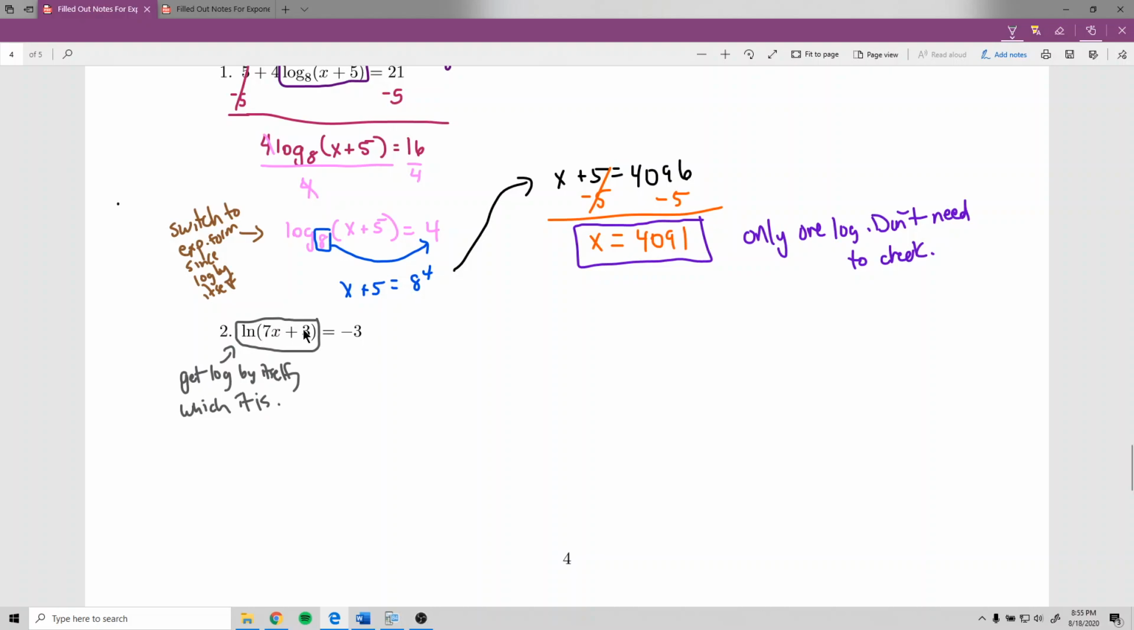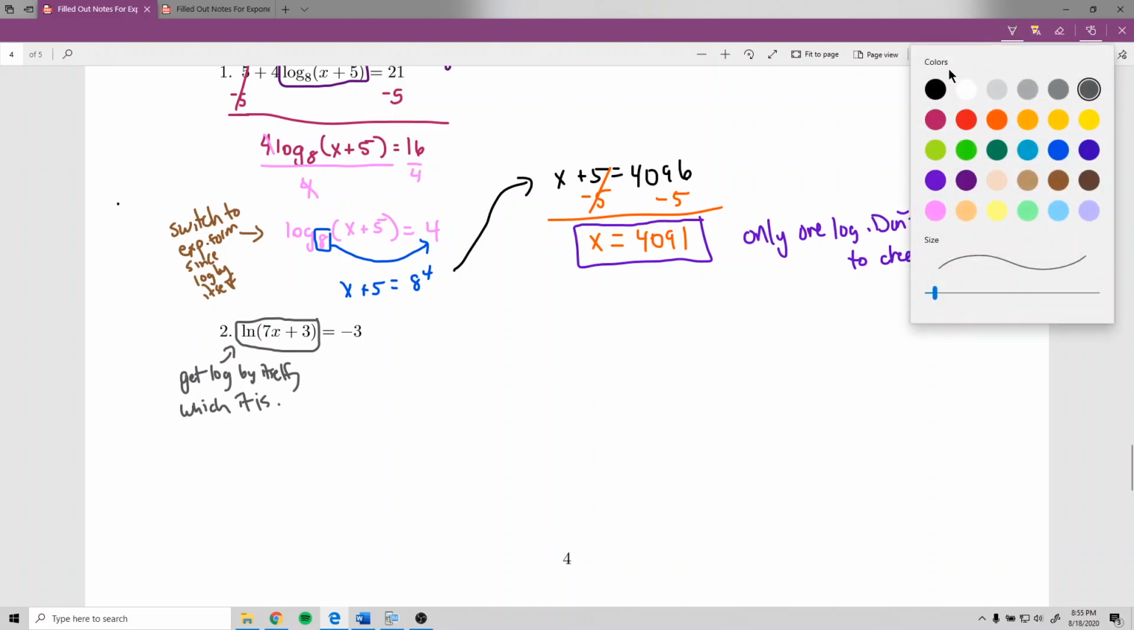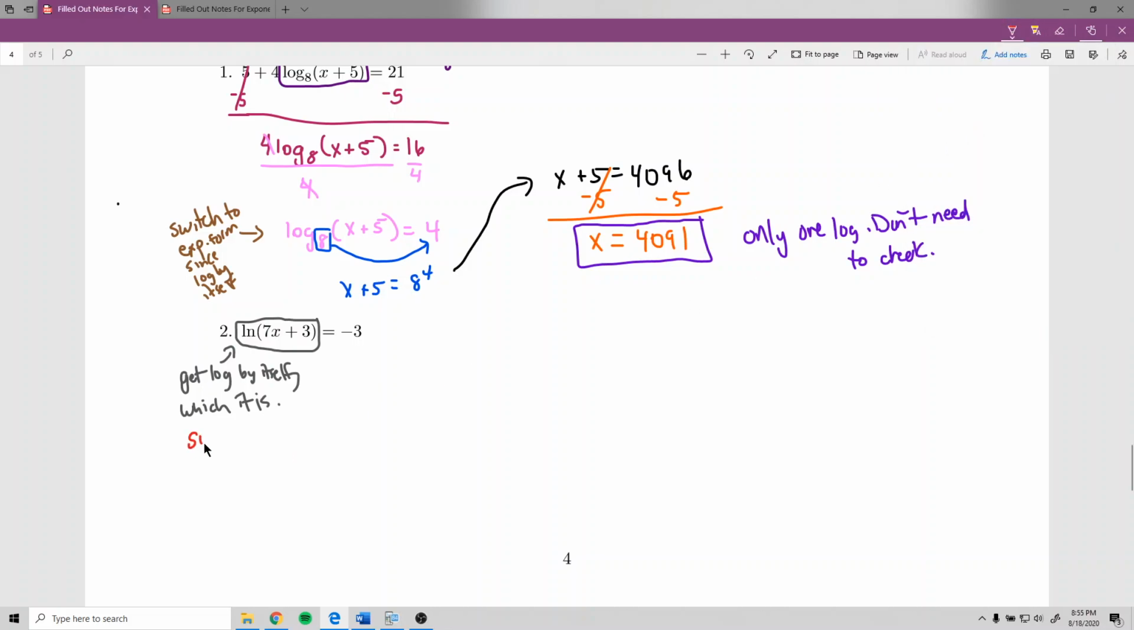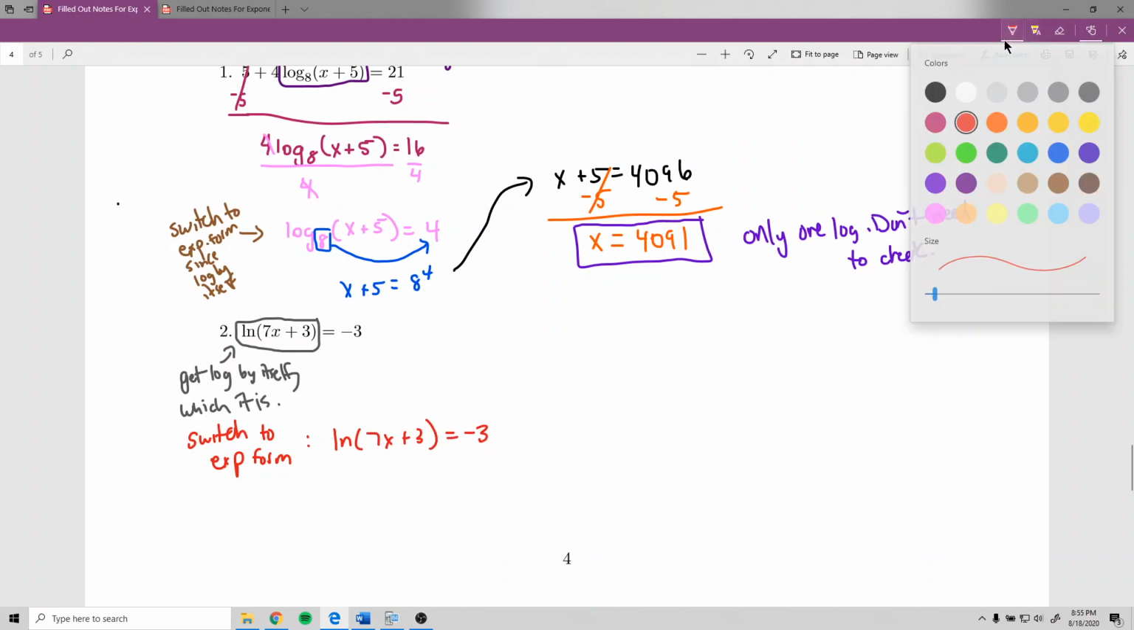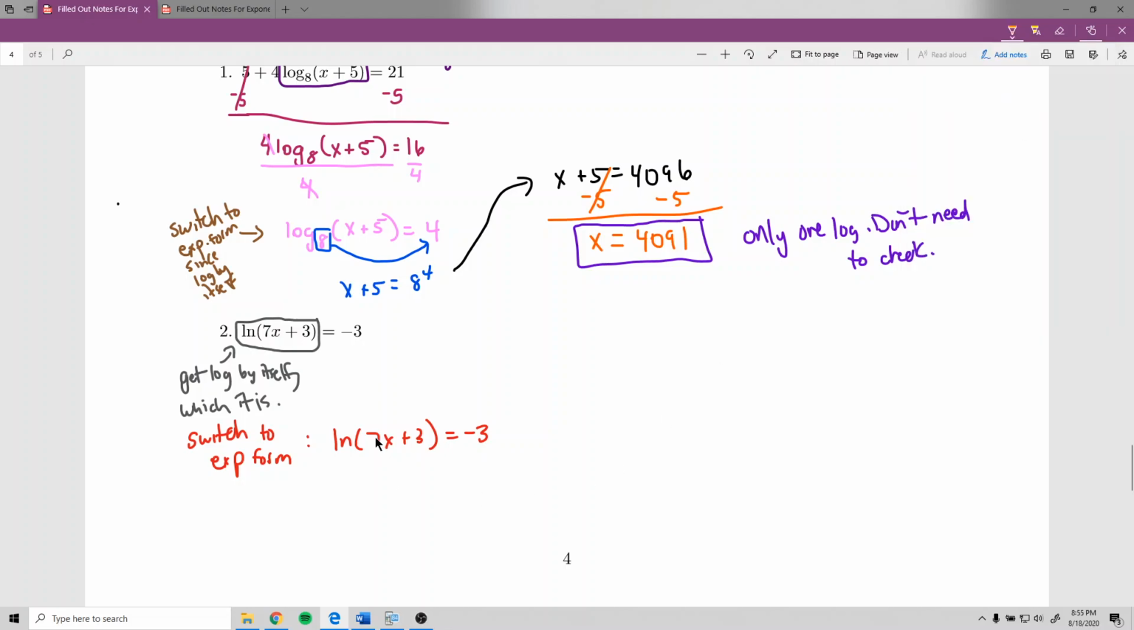It doesn't matter how messy the inside is. Everything on this side with the log is inside the log, nothing outside of it. So we want to switch to exponential form. I'm going to rewrite our equation here. Remember, our natural log is when there's an invisible base e. If you want to, write it in, and then move it to the other side. So we get 7x plus 3 equals e to the negative 3 power.